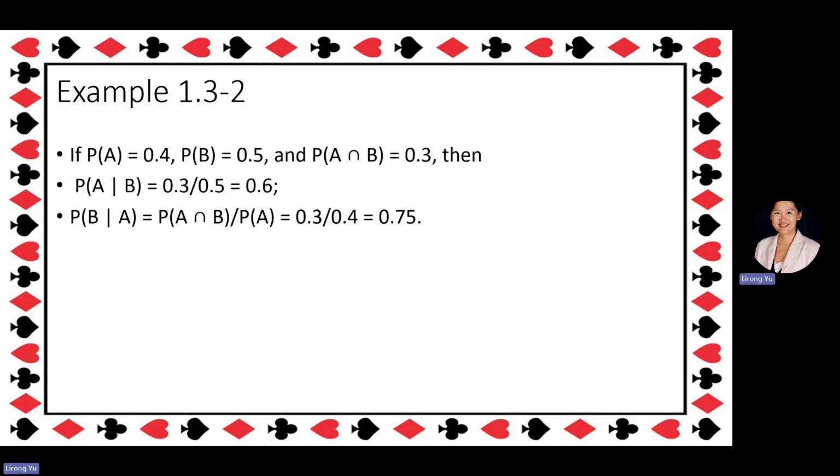Okay, let's look at a couple of examples. The first question says suppose probability A is 0.4, probability B is 0.5, and probability A and B is 0.3.